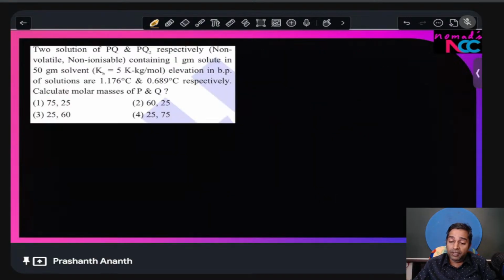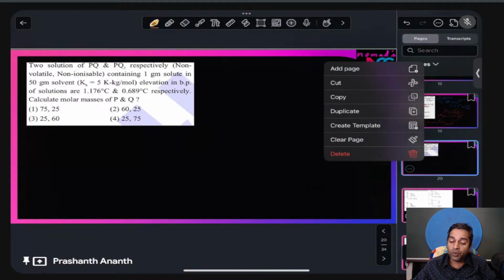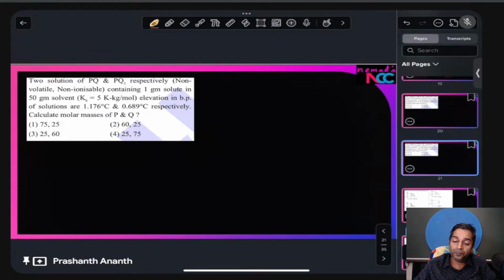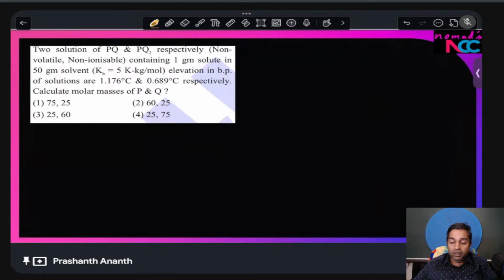Next up, this looks like another proper calculation based question. So let me duplicate this page also. Okay, now we are ready to go. We have two solutions, PQ and PQ2 respectively, non-volatile and non-ionizable, containing 1 gram of solute in 50 grams of solvent. They have given the Kb value here. The elevations in boiling point are 1.176 and 0.689 respectively. Calculate the molar masses of P and Q.